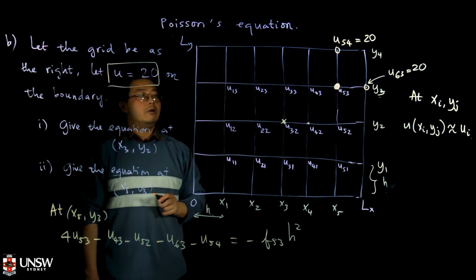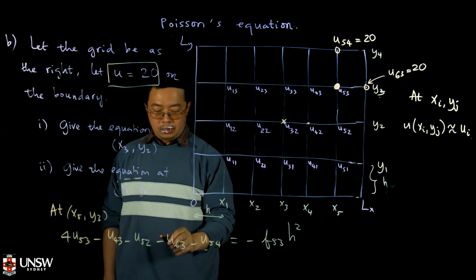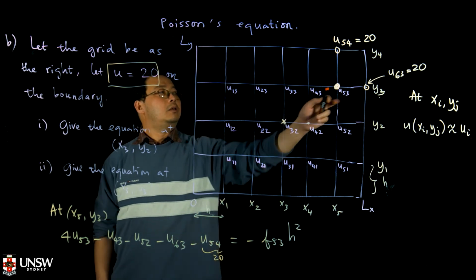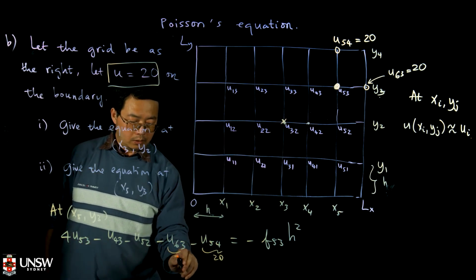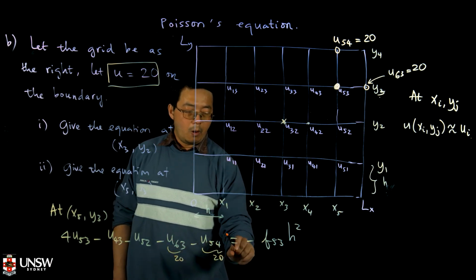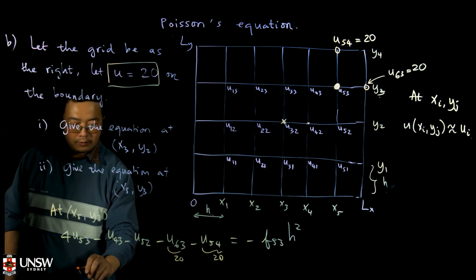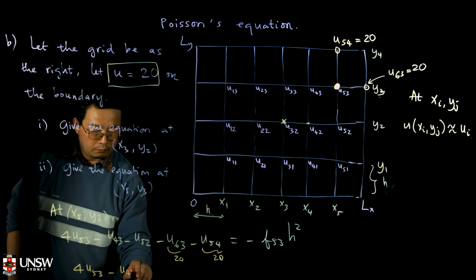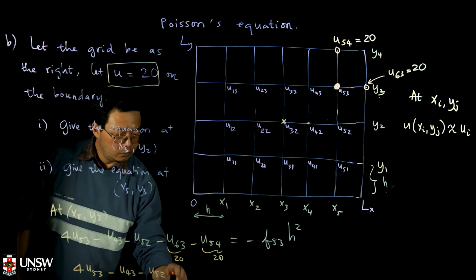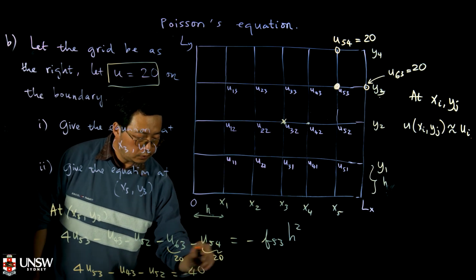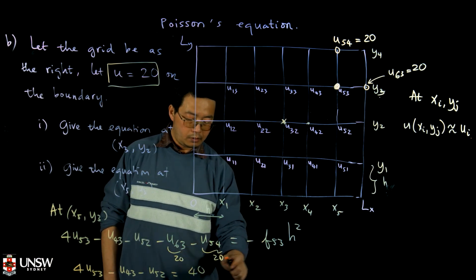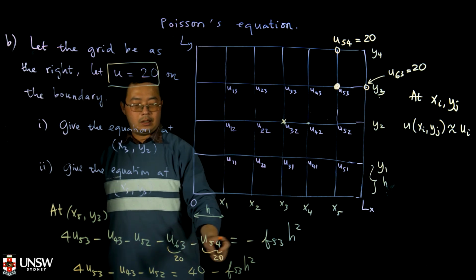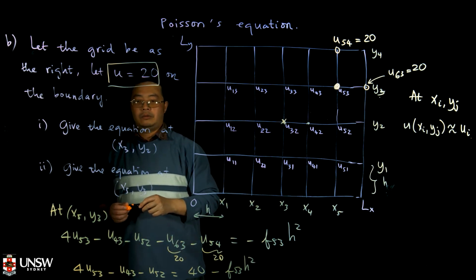Okay. And now, because u(5,4) equals 20, this one is 20. And u(6,3) equals 20. So you have to move the known values to the right. So now we will have something like 4u(5,3) minus u(4,3) minus u(5,2) equal 40, you move minus 20, minus 20 to the right, 40 minus f(5,3) h square. So this is the equation at the grid point x5, y3.